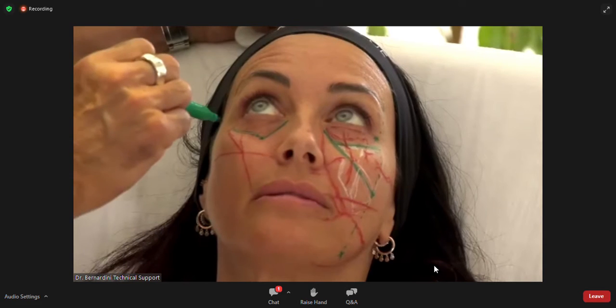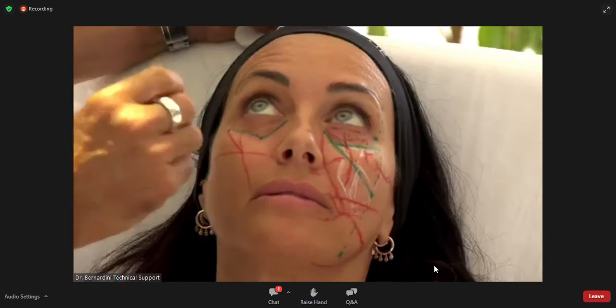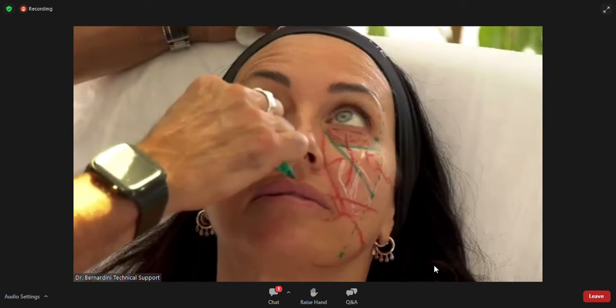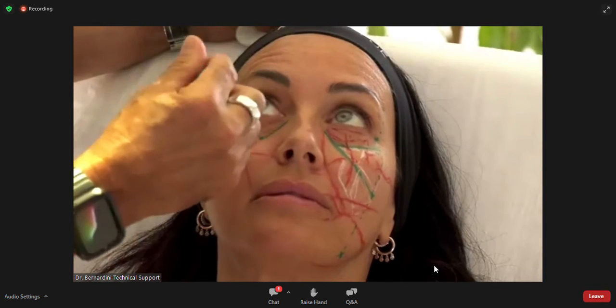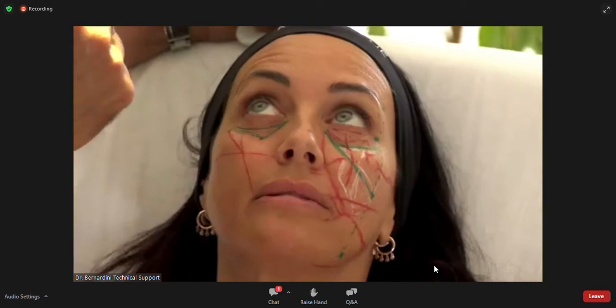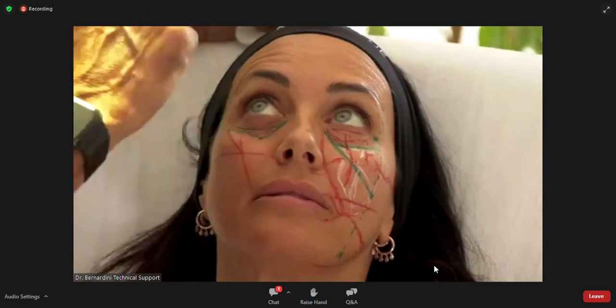So we do have the G point, the V point, then I mark the upper border of the orbital rim, which is right about there, okay? So that is my superior limit of my injection.